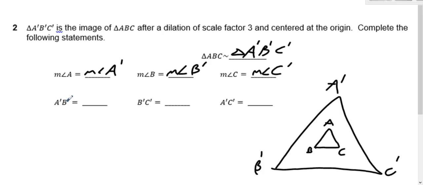So when it's talking about A prime, B prime, the side length, if this had a length of 1, since it was a scale factor 3, A prime, B prime would be 3 times that much. So A prime, B prime is 3 times as much as AB was. Similarly, B prime, C prime is 3 times as much as BC was. And A prime, C prime is 3 times as much as AC was.